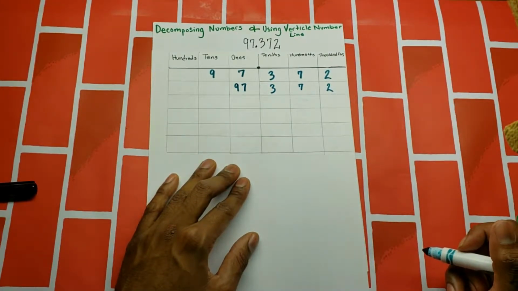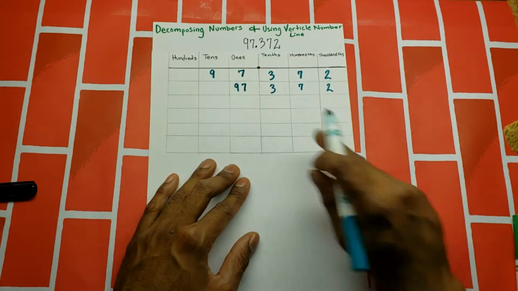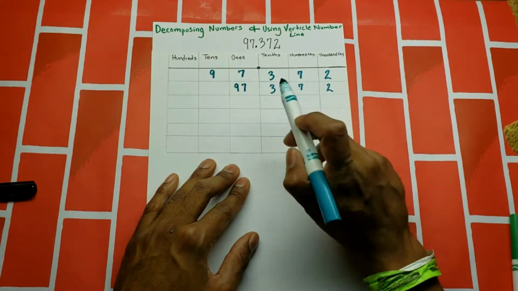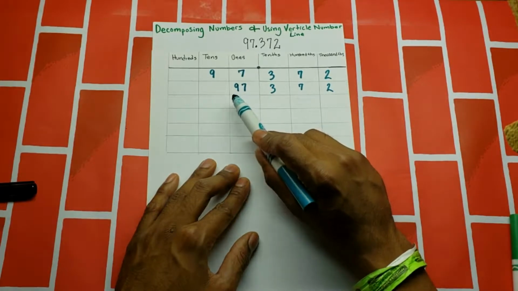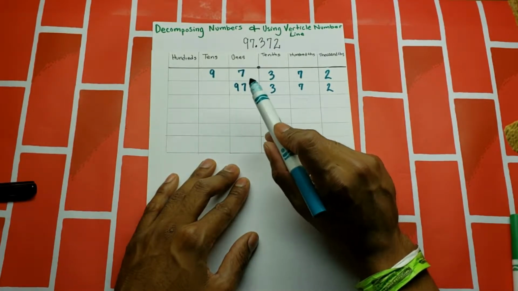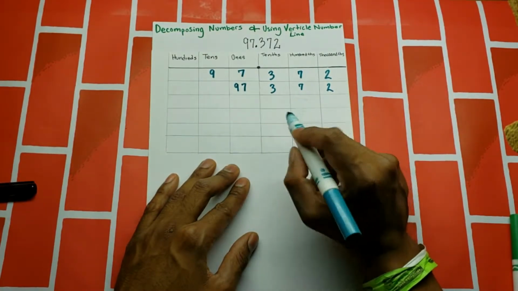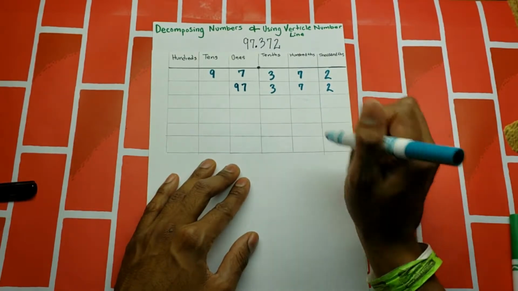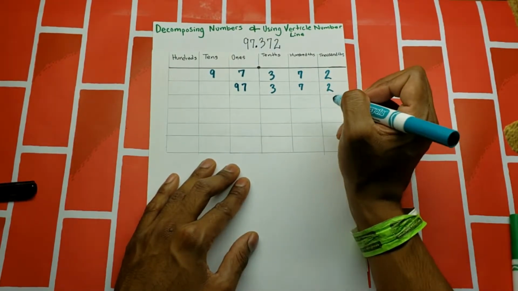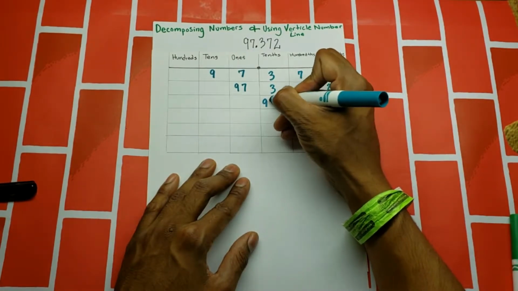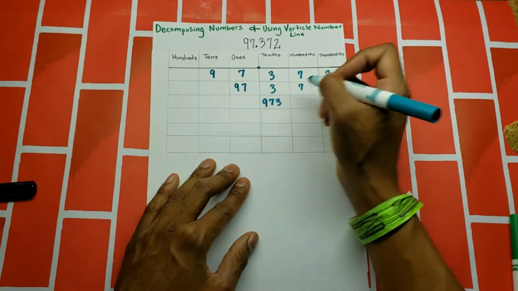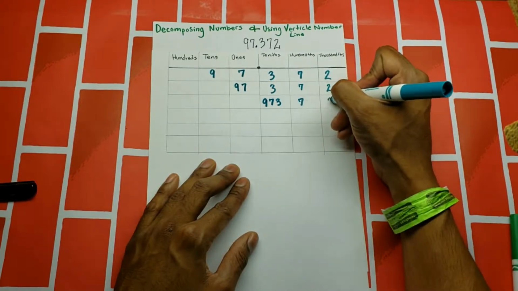Now, the most amount of tenths. So let's look at it again. We know that 10 tenths make one whole number. So by that, we know that 97 ones is the same as 97 times 10, which is going to be 970 plus our original 3 tenths. So we will have 973 tenths. Then we continue the rest of our number.